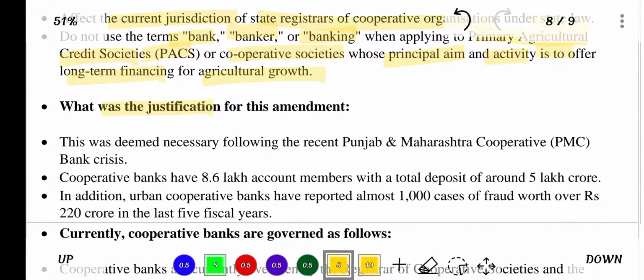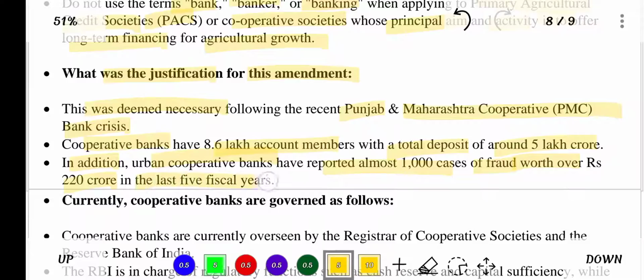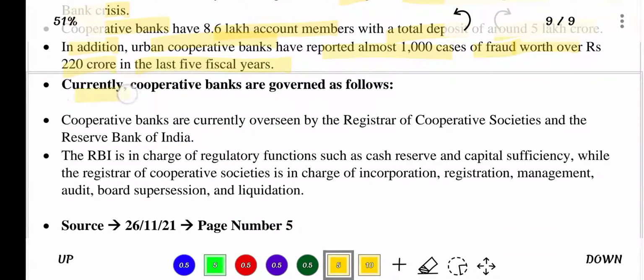What was the justification for this amendment? This was deemed necessary following the recent Punjab and Maharashtra Cooperative (PMC) bank crisis. Cooperative banks have 8.6 lakh account holders with a total deposit of around 5 lakh crore rupees. In addition, urban cooperative banks have reported almost 1000 cases of fraud worth over rupees 220 crore in the last 5 fiscal years. Currently, cooperative banks are governed as follows.